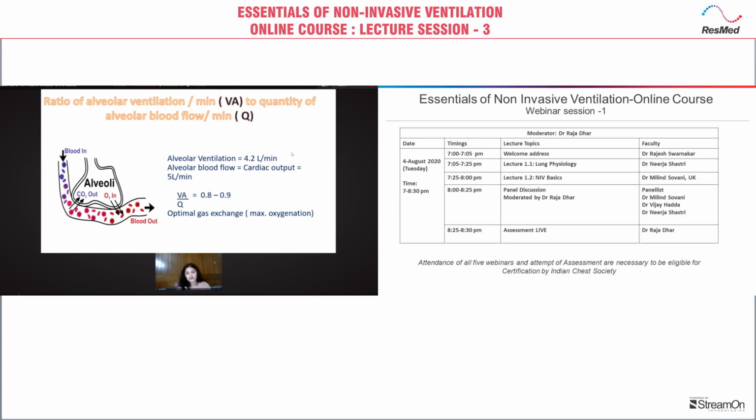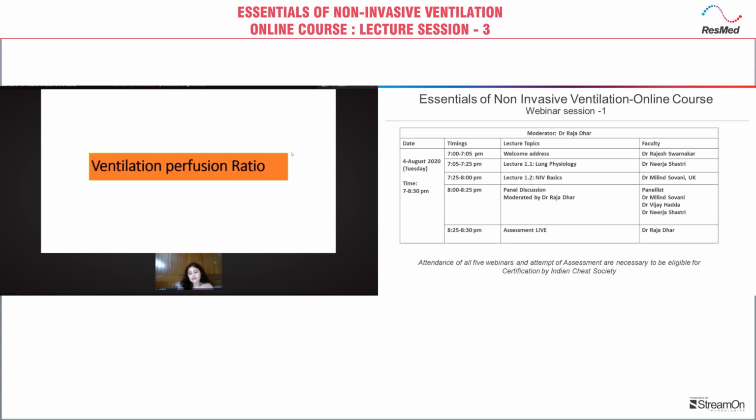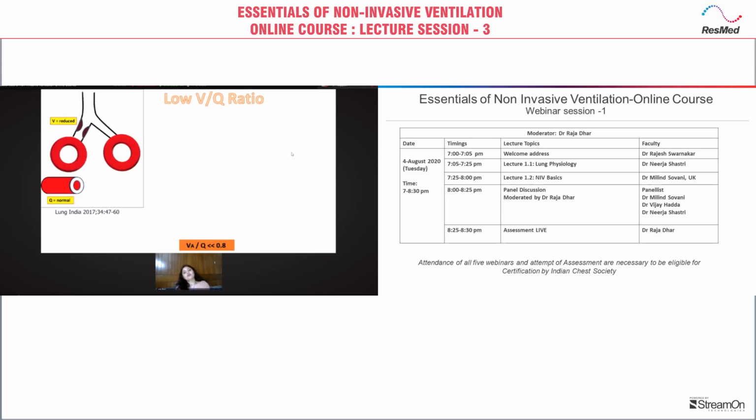Now what happens when this ratio is disturbed? This ratio can be disturbed if you have more dead space. We know there's an anatomical dead space which is fixed at 150 ml. But in conditions where this dead space is increased, sometimes the air travels up to the alveoli, but there's no blood to carry that oxygen further. So that becomes a wasted ventilation. This shows that we need both ventilation as well as perfusion for gas exchange to take place. Let's talk about the low VQ ratio.